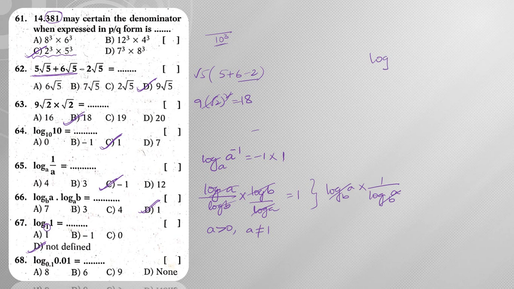Next one, 68. Here 0.01, after the decimal place we are having 2 decimal places, so we can write it as 10 power minus 2, and 0.1 I can write as 10 power minus 1. Using the power rule, we can write as minus 2 by minus 1 into log 10 to the base 10, so this I can write as 2. Hence the answer is 2, but there is no option given, hence the answer is none, but the answer is 2 here, right?